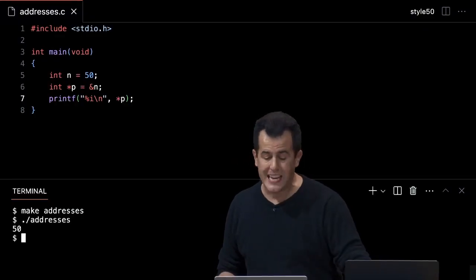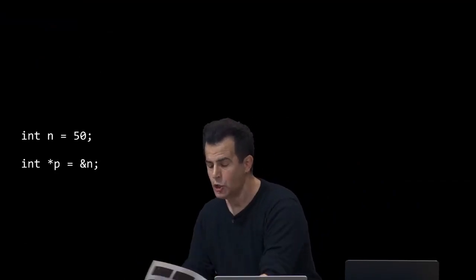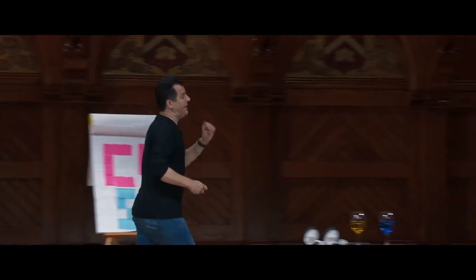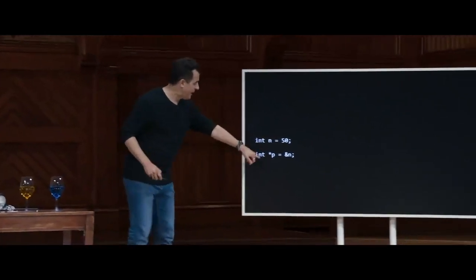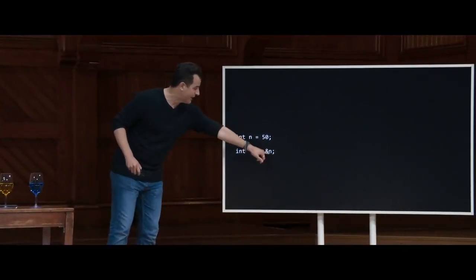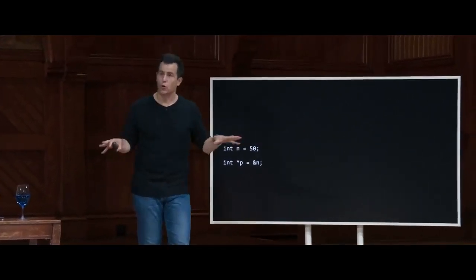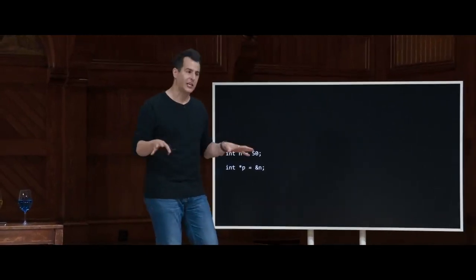So what's going on then inside of the computer's actual memory? Well, let's consider that in pictorial form again. So even though I've written the pointer in this way, int, then a space, then star p equals ampersand n semicolon. That is the conventional way. That's how you'll see it on most websites, most textbooks.